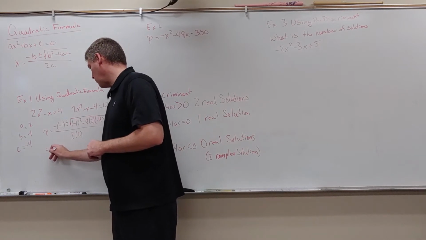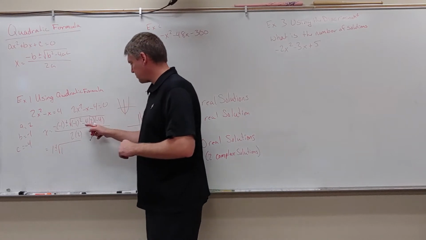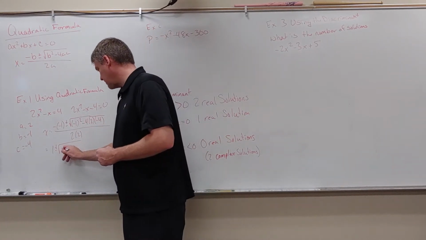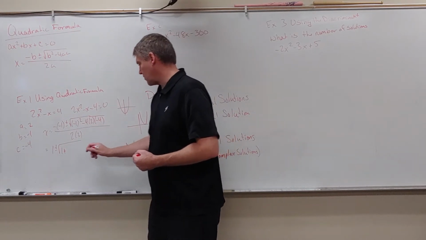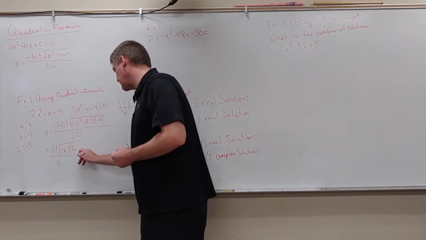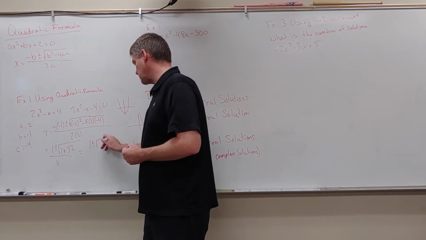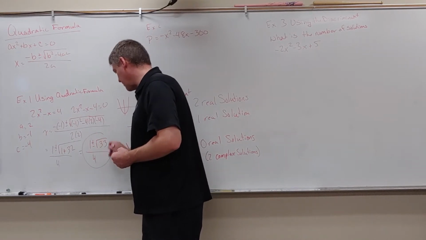So now I have 1 plus or minus the square root of 1. I'm going to multiply this out. I have two negatives, which makes that a positive. 4 times 2 is 8. 8 times 4 is 32. All over 4. I simplify 1 plus 32, so I have 1 plus or minus the square root of 33 all over 4. There's my answer.